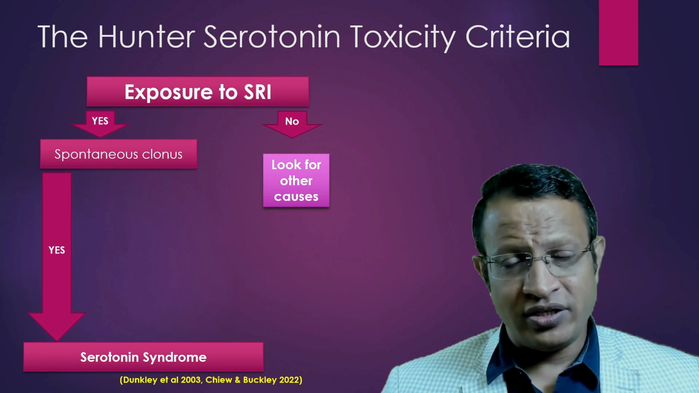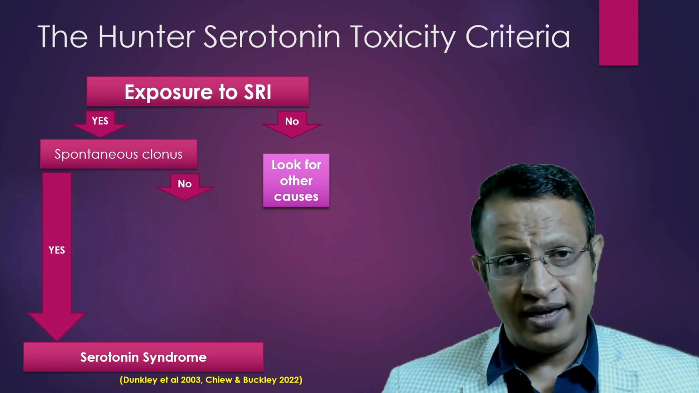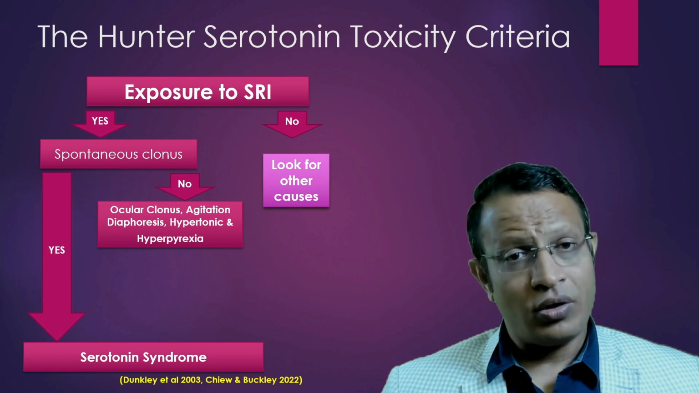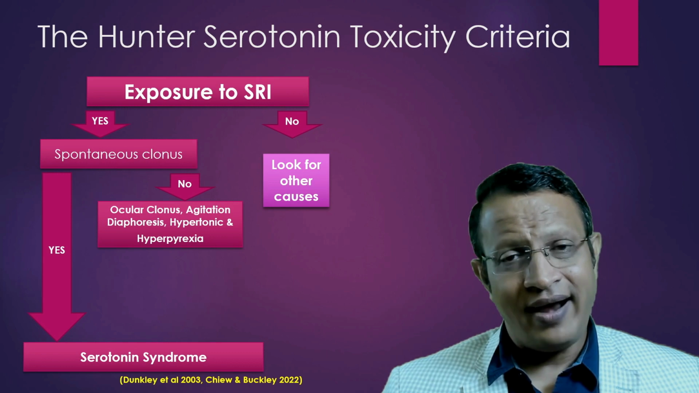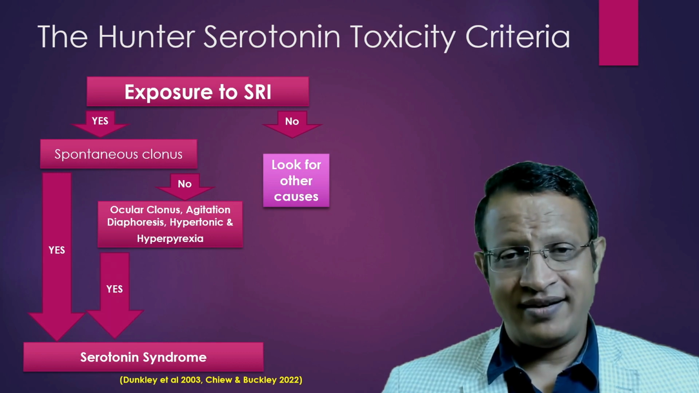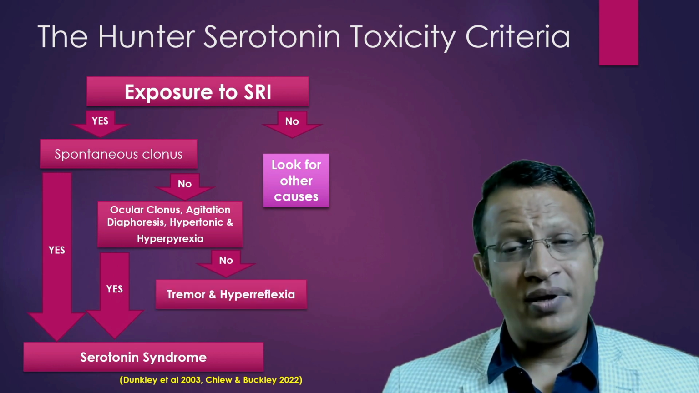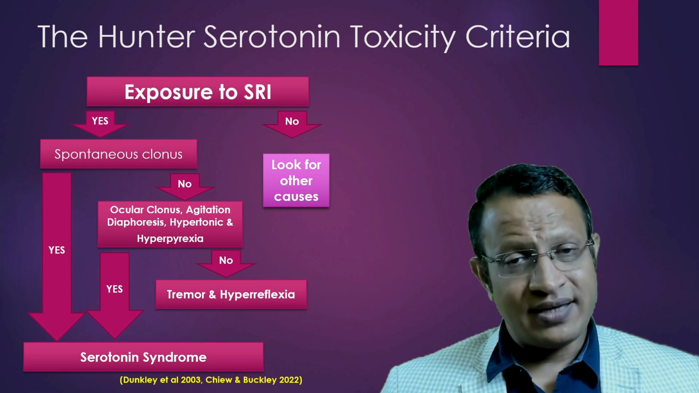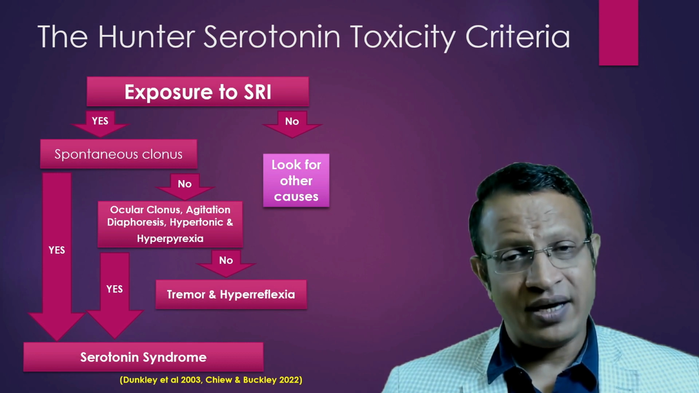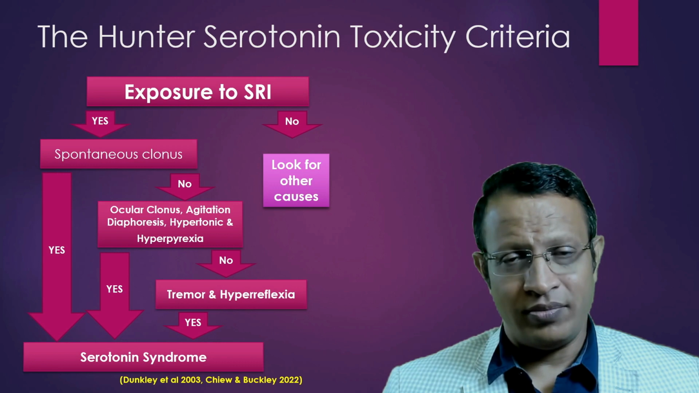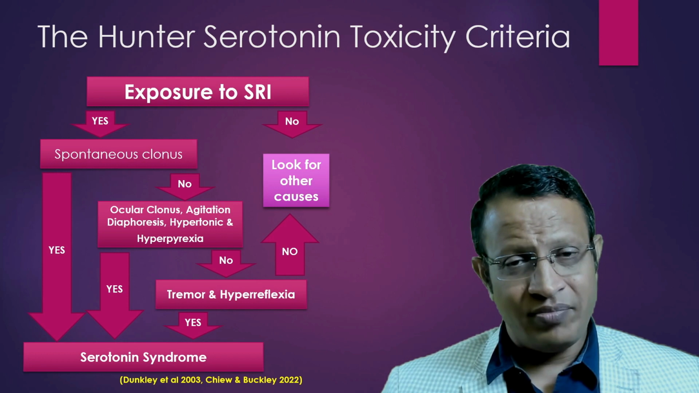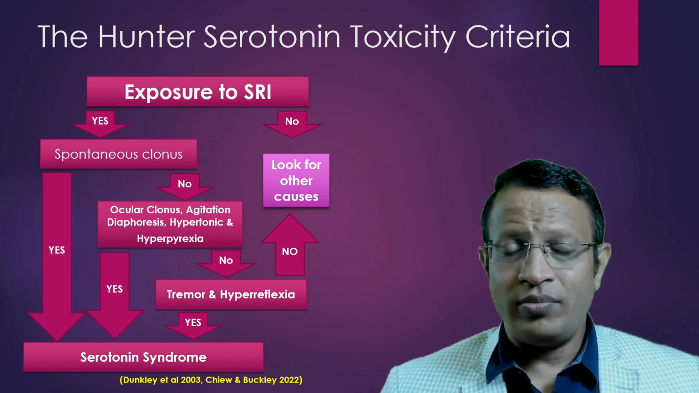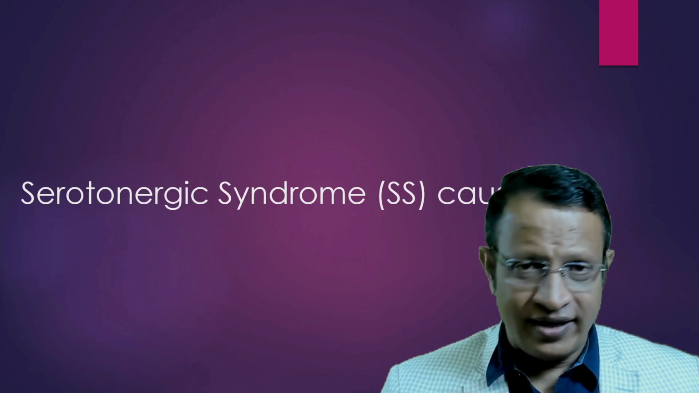If there is no spontaneous clonus, but exposure to SRI is there, check for ocular clonus, agitation, diaphoresis, hypertonicity, and hyperreflexia. If it is present, then it is serotonin syndrome. If it is not there, then check for tremor and hyperreflexia. SSRI exposure, tremor, and hyperreflexia means definitely there is a serotonin syndrome. If it is not there, look for other causes. This is the simplest method of understanding the Hunter serotonin toxicity criteria.